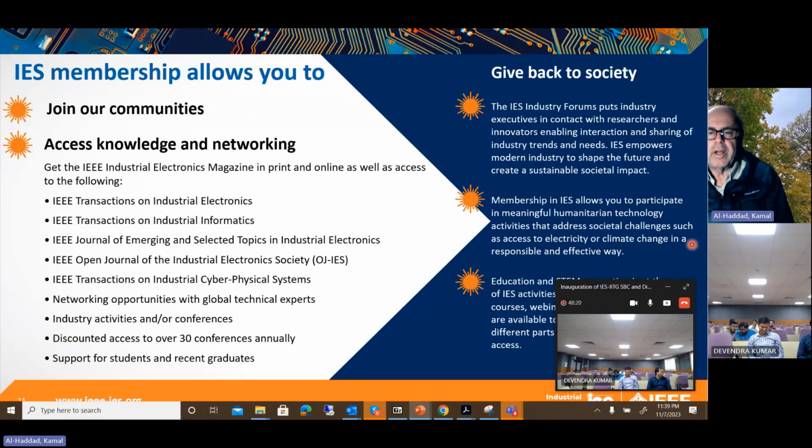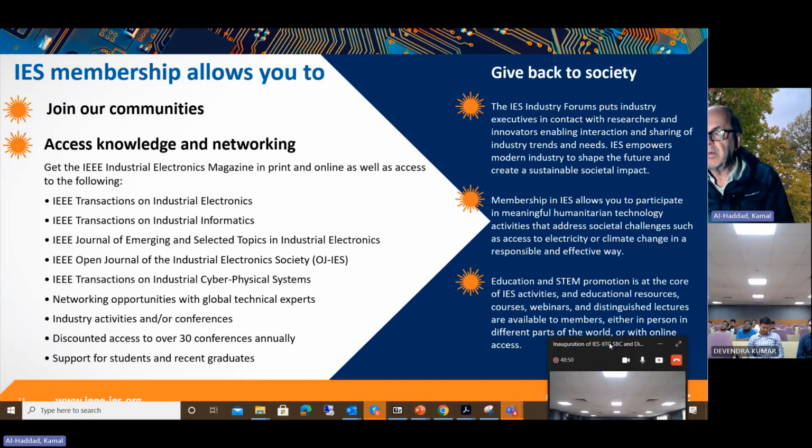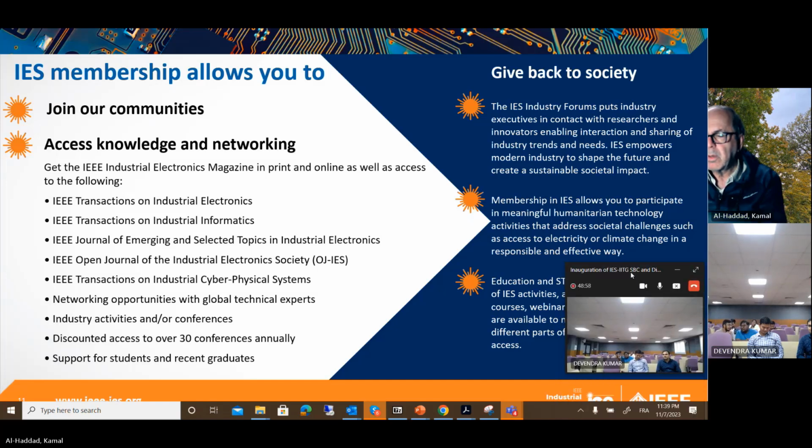Now, how to join our communities? You can send your papers, publishing them in one of those transactions, or get involved in some industry activities. You have some networking opportunities, and we also have support for students and recent graduates. We can give you financial support to participate in our conferences, for example.